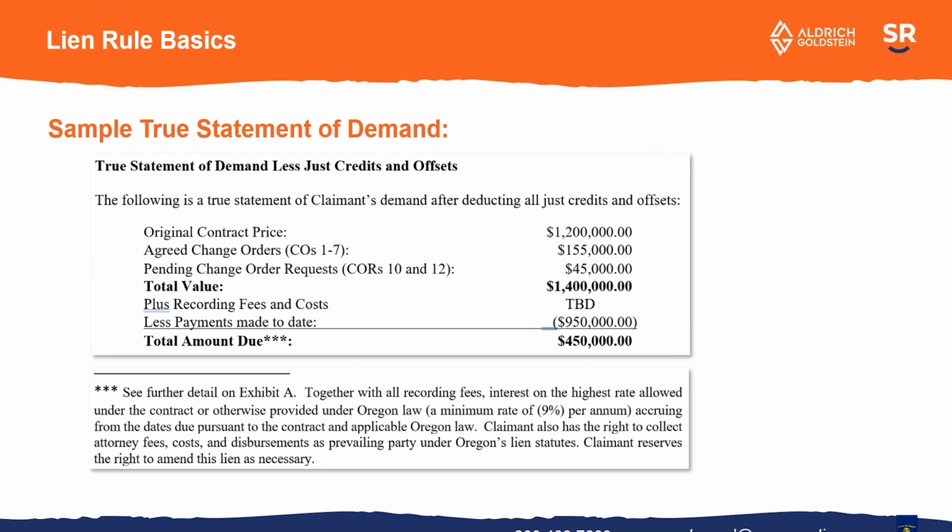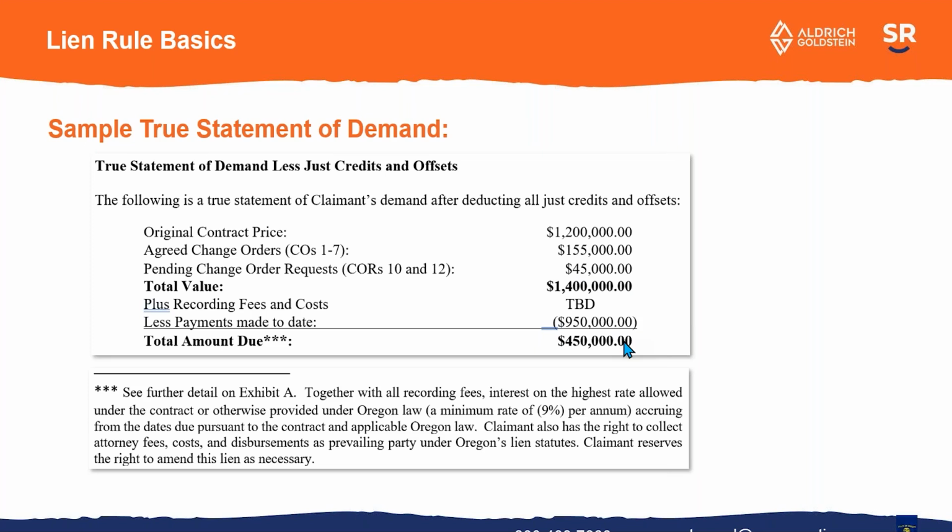Here's a sample true statement of demand, how we might do it. You put the contract price, you put the agreed change orders, you would put, sometimes if there's disputed or pending change orders, you add all that up, deduct payments made to date, and put a total amount due.